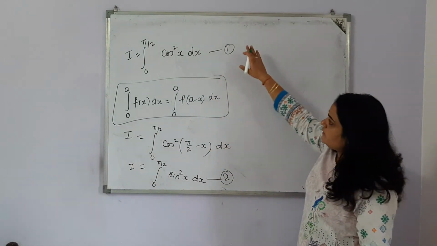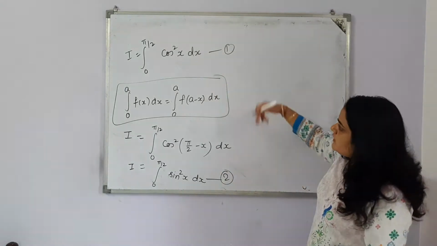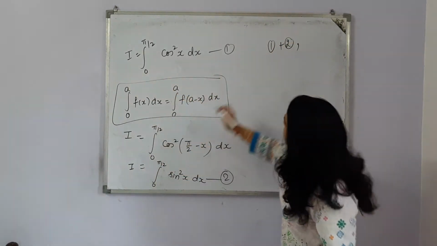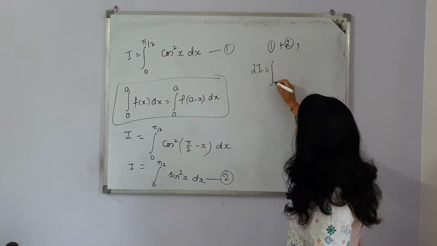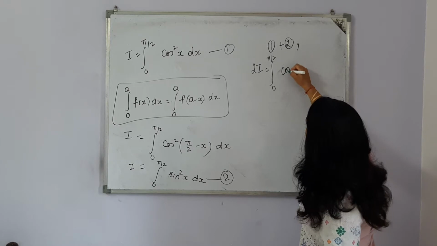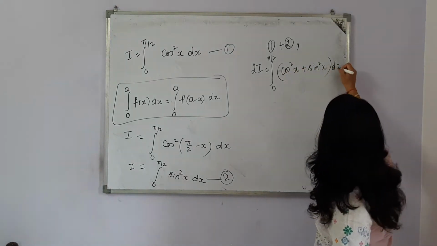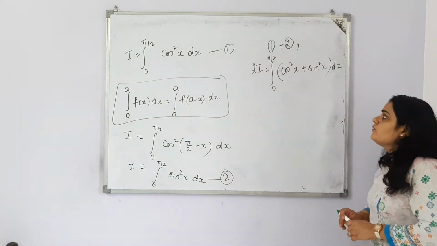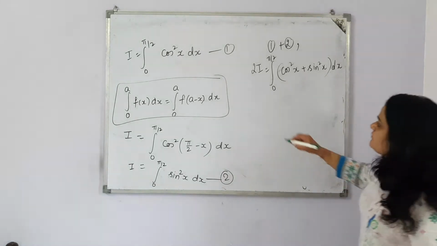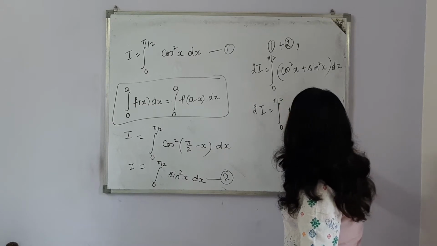The function was cos square x and now I am getting sin square x. If we add 1 and 2, then I plus I is 2I, the limits are the same, so cos square x plus sin square x dx. Here the identity is applicable: cos square x plus sin square x is 1, from 0 to pi by 2, of 1 dx.